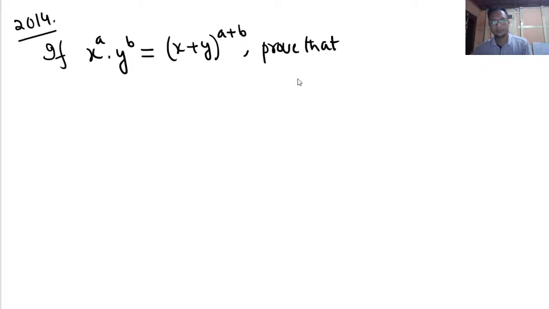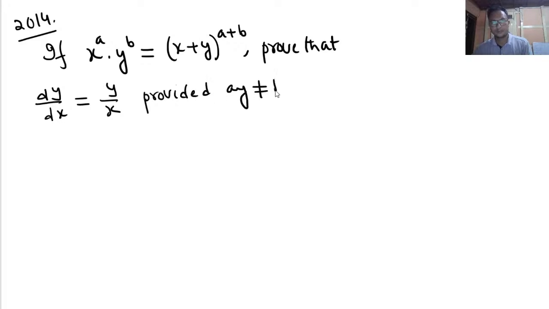Prove that dy by dx is y by x, provided ay is not equal to bx. So the question carries 4 marks. There is an OR option in the question. This is the first question. If you don't want to solve this question, you can do another question. But anyway, since we have picked up this question, let's do this. Now let's see the solution.